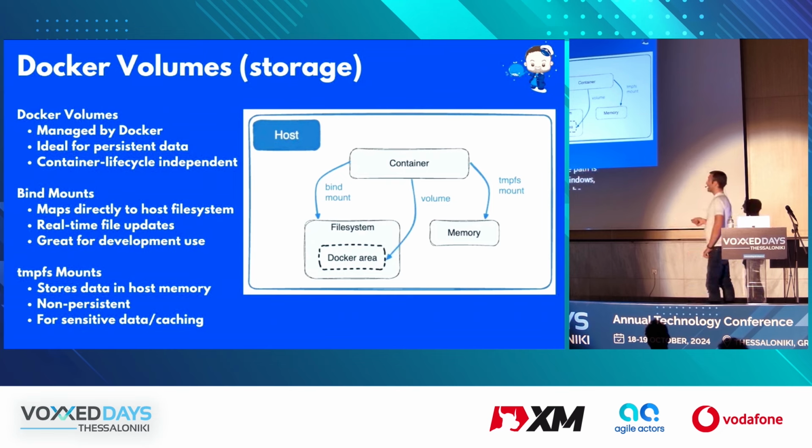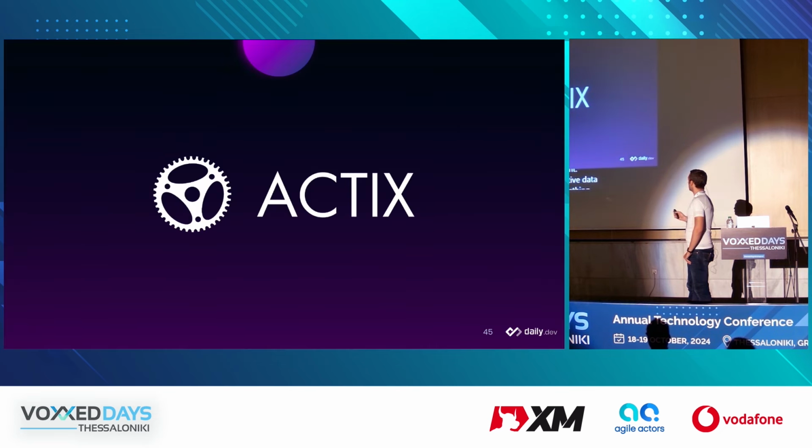Another one is tmpfs mounts, to store data in a region of memory which is not persistent. Usually this is used for sensitive data caching. We can also use something called secrets, but this is just to have a taste, okay?